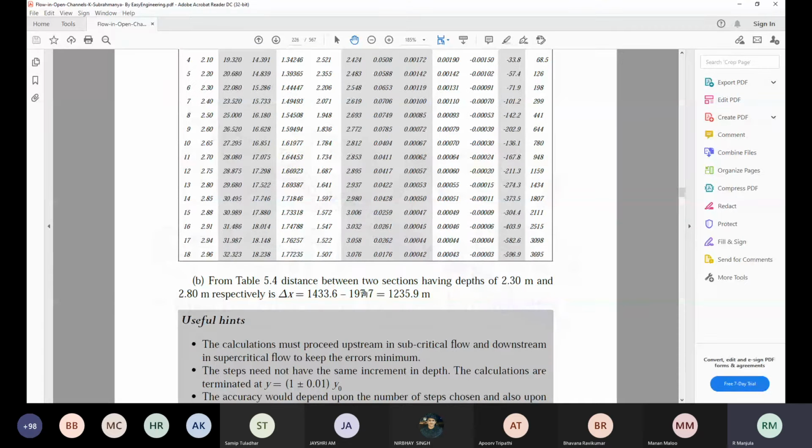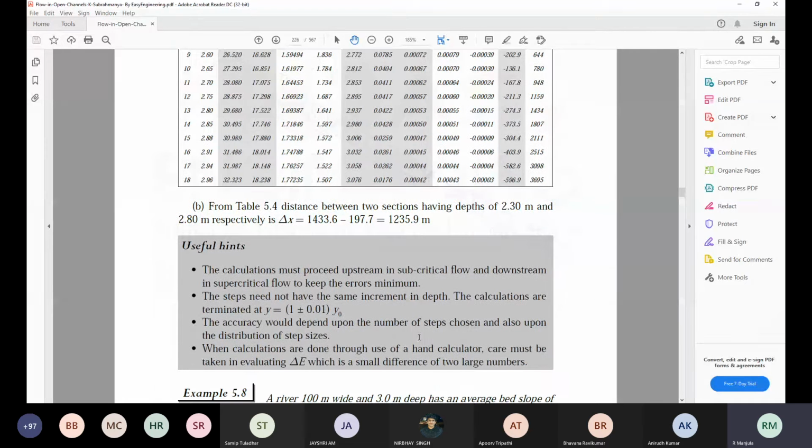Okay, so the distance between the two sections having the depths of 2.3 meter and 2.8 meter respectively, what is the delta X? That is a question actually asked. So between 2.3 meter and 2.8 meter, 2.3 meter is going to be your 198, and the 2.8 meter is going to be 1434. So 1434 minus 198 is going to be 1236 meter.